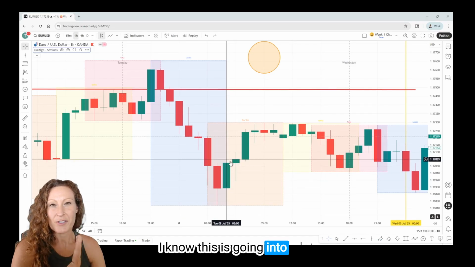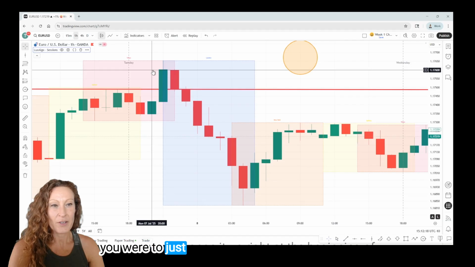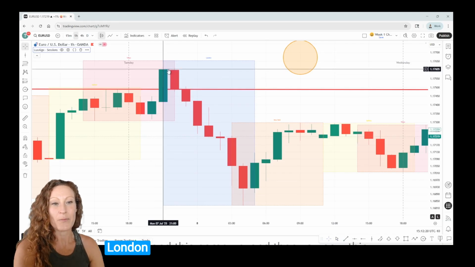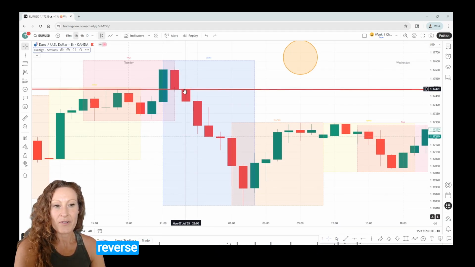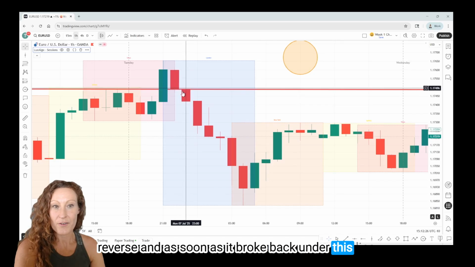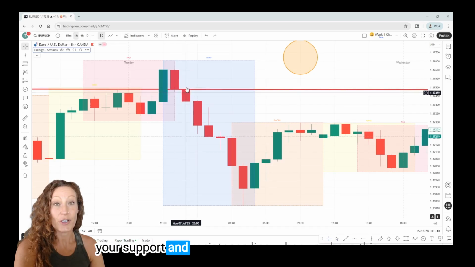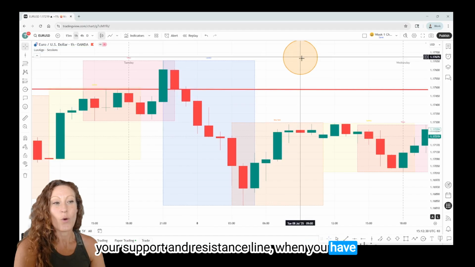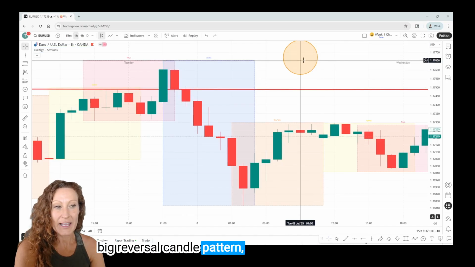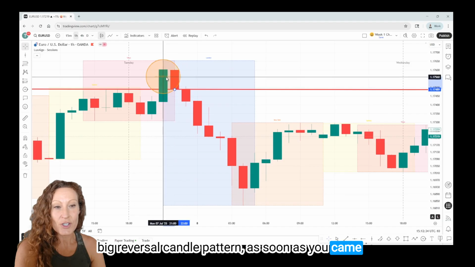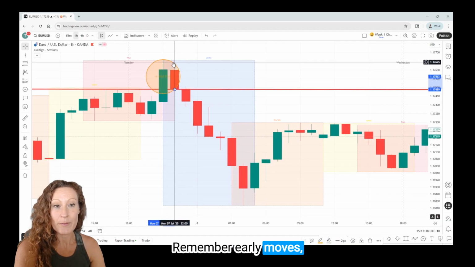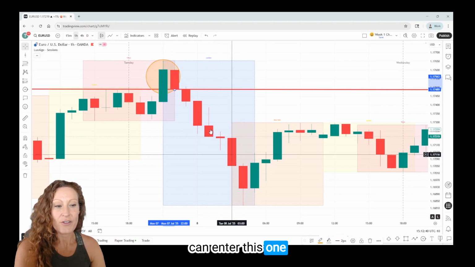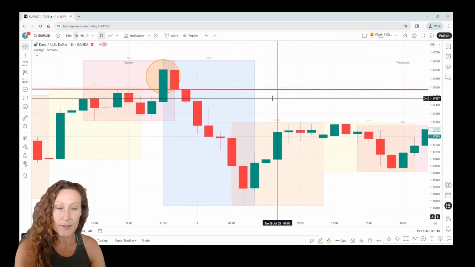I know this is going into a lot, but if you were to just open it up right at the beginning of London, and this came up, and then you saw this reverse, and as soon as it broke back under this line, under your support and resistance line, when you have this big reversal candle pattern, as soon as you came in to the start of London, remember early moves, you can enter this one short.